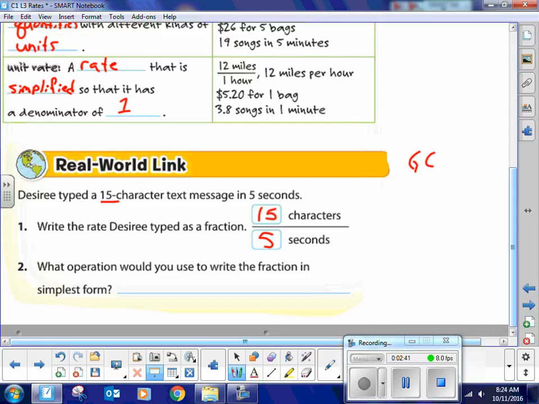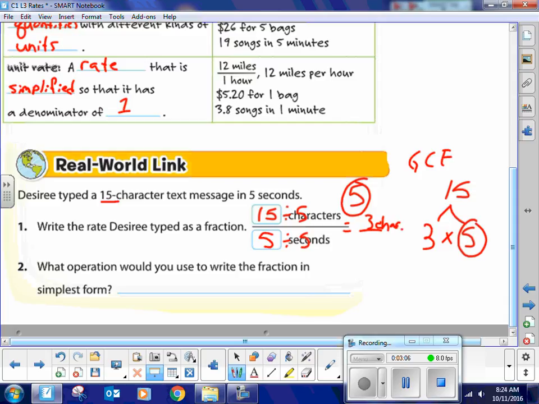We know that 5 is already prime. Take 15, and that's 3 times 5. You circle the two numbers they have in common. Cover one of them up so you're not seeing it. Whatever that number is, divide by 5. So we're going to divide both of these by 5. We come up with 3 characters in 1 second. So what did we use to write the fraction in simplest form? Division.